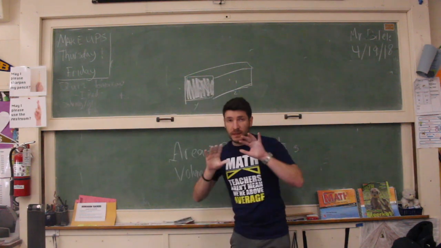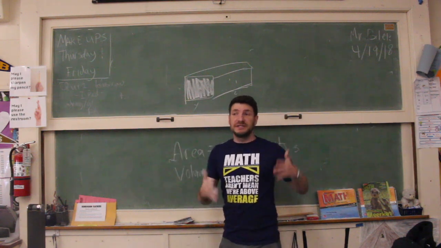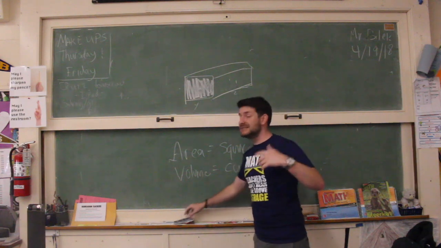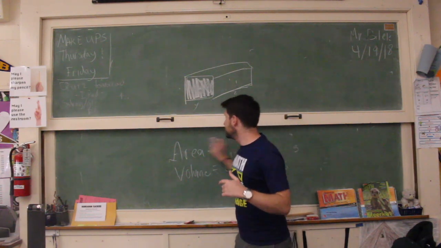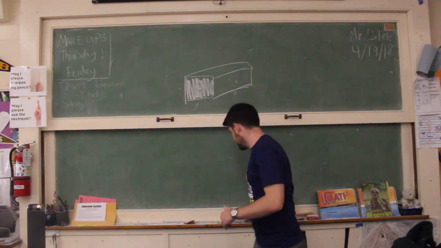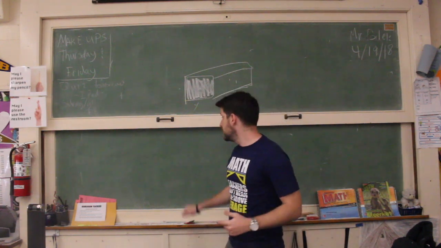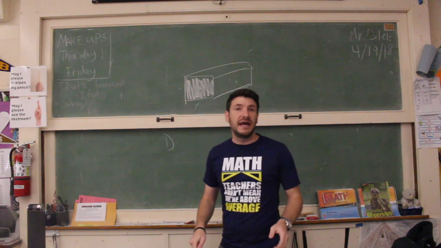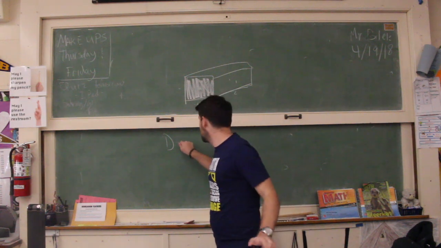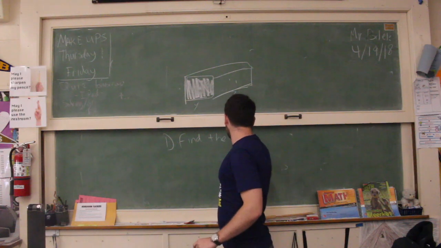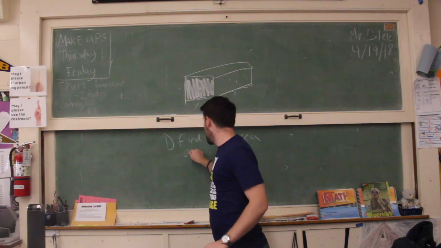Now, in 6th grade, we're going to take that and take it to another level. So instead of writing the formula as length times width times height, we're going to write the formula a little bit differently. To find the volume of a rectangular prism, the first thing you want to do is find the area of one side.